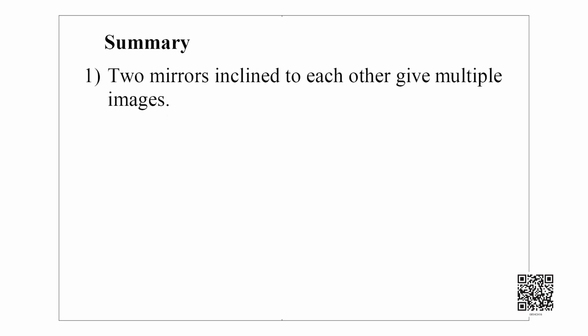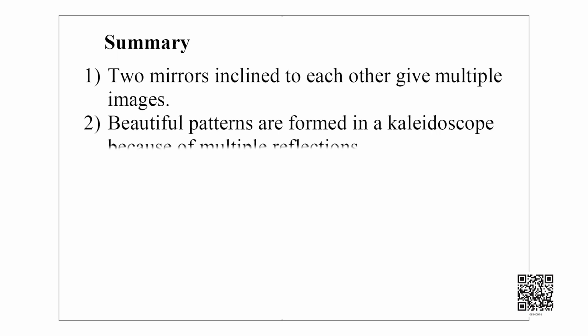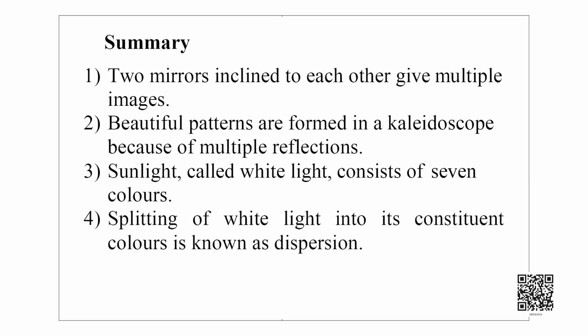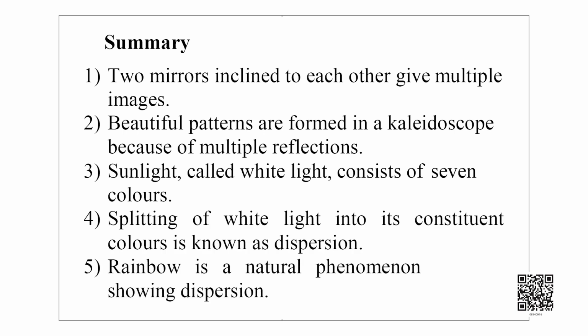Summary: two mirrors inclined to each other give multiple images. Beautiful patterns are formed in a kaleidoscope because of multiple reflections. Sunlight or white light consists of 7 different colors. The splitting of white light into its constituent colors is known as dispersion. The rainbow is a natural phenomenon showing dispersion.